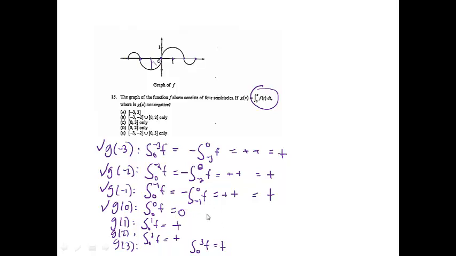So when I checked all of these, they all worked. So I chose choice A because all of the other ones left out too much stuff. So negative 3 to 3 included it all.